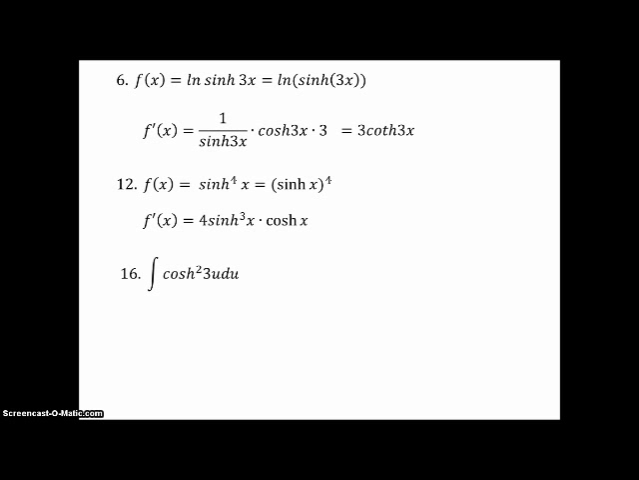Number 16, integrate cosh squared of 3u. Well, now you may remember from previous lessons that when you have cosine squared, you have to use an identity. Well, there's a similar identity in your book for cosh squared. It's 1/2 cosh of double the angle plus 1. These are very similar to the old identities, it's just the plus and minuses are different.